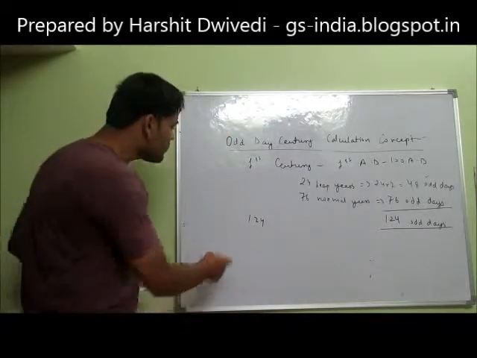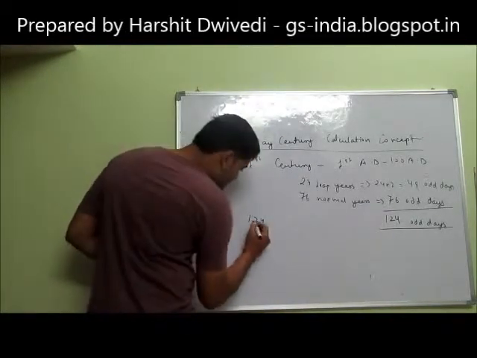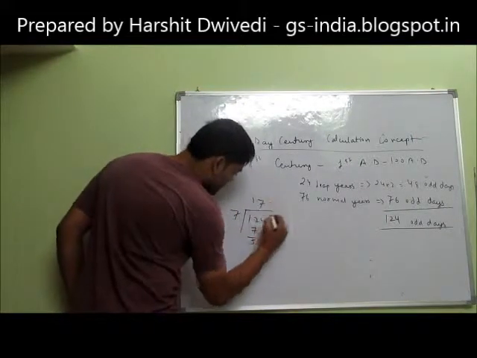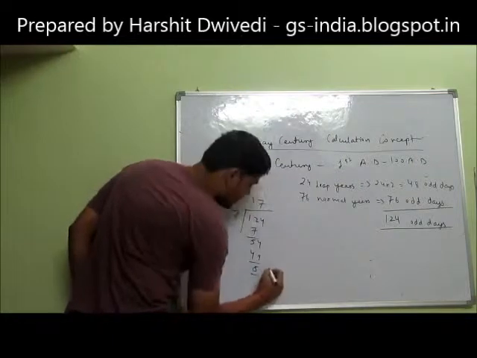So again we are going to group these 124 in groups of 7. So again I will divide it by 7. 7 sevens are 49, 7 seven is 7, 5 is remaining. So 5 is the odd days.